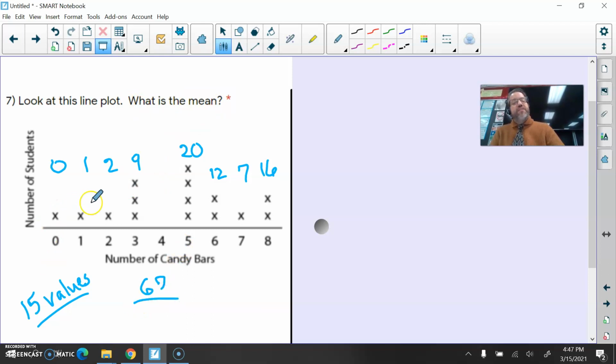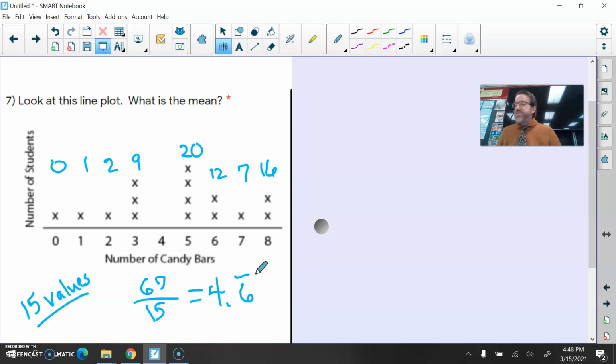And now we'll divide by the number of numbers in this data set, which is 15. So 67 divided by 15, I'm going to use my calculator here to divide this. 67 divided by 15 equals 4.46, and the 6 just starts repeating.